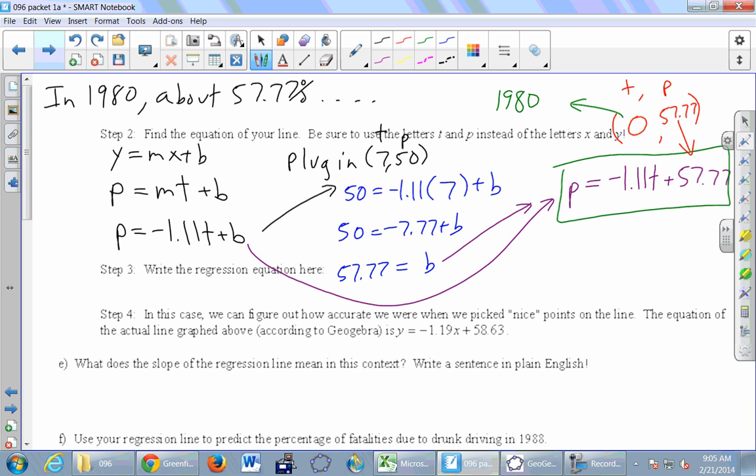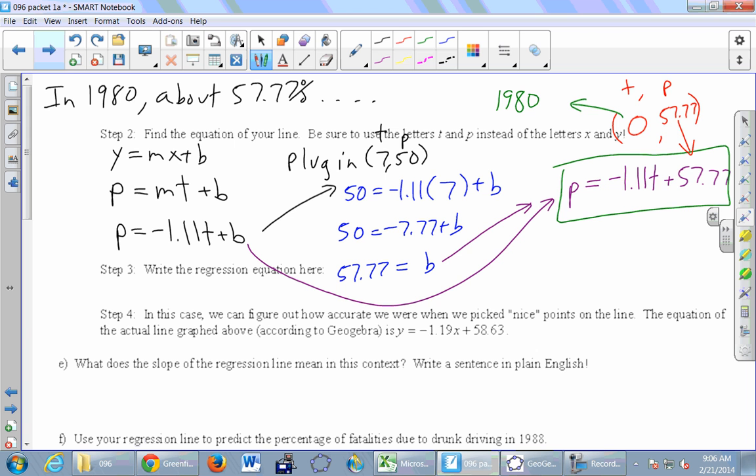All right, now I think that people are generally pretty good at identifying what the intercepts mean in context. So that kind of a sentence, I think most of us would be able to just come up with without too much difficulty. But the problem arises down here in part E, where I ask you questions about interpreting the slope. What does the slope of the regression line mean? And we're going to try to write a sentence in plain English. We want to interpret that slope, that negative 1.11.